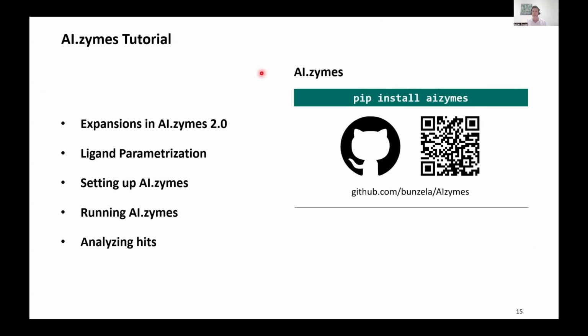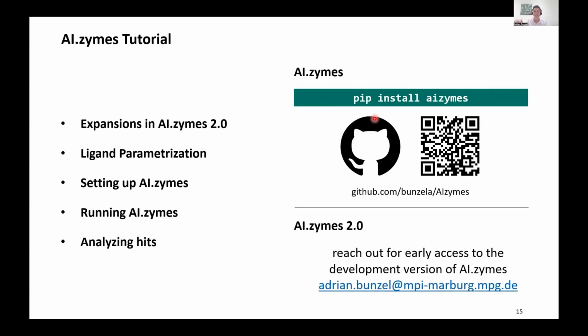So installing AI.zymes is actually quite simple. You just do pip install AI.zymes. I would nevertheless recommend that if you're interested in giving this algorithm a try, that you reach out to us and get access to the development version for AI.zymes. We're more than happy to provide you access. Just send me an email. The advantage here is that we have really substantially expanded the design capabilities compared to what we have in the paper from summer last year.